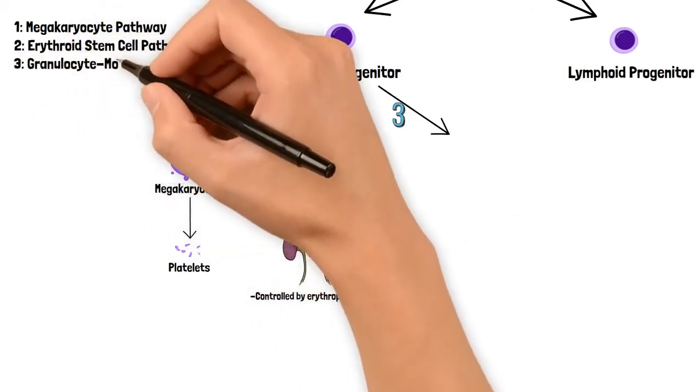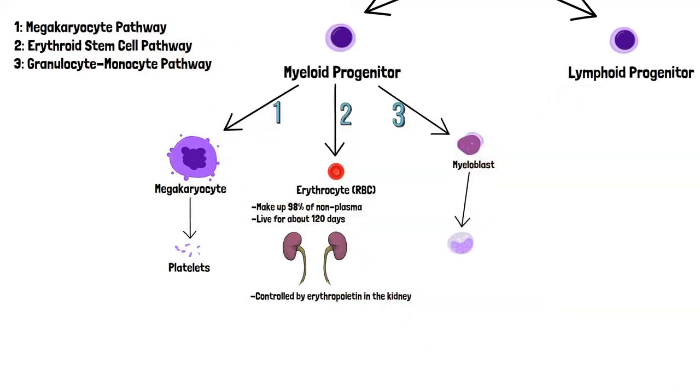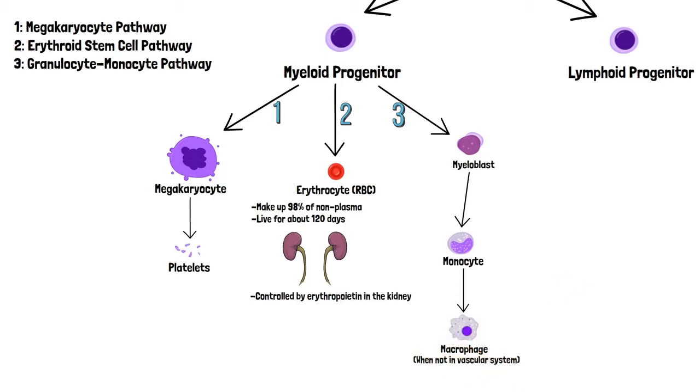The third lineage is the granulocyte monocyte common precursor. One such cell in this pathway is the monocyte. This cell is known by several names. When it is in the blood, it is a monocyte. When it leaves the vascular system to enter the tissues, it becomes a macrophage or a dendritic cell.